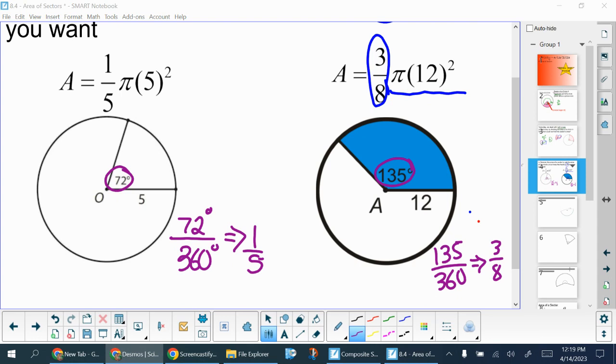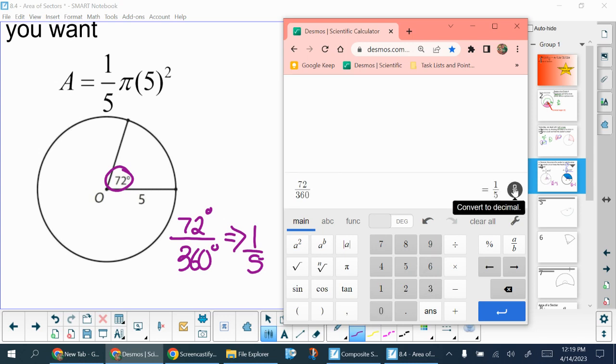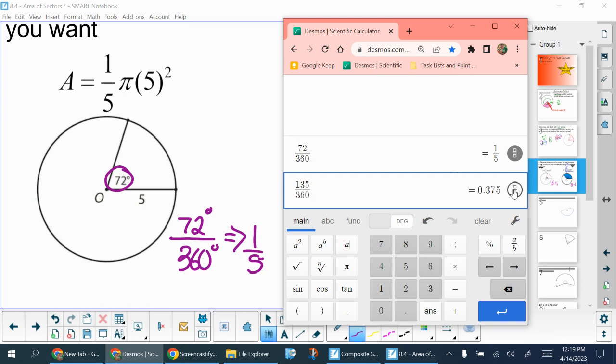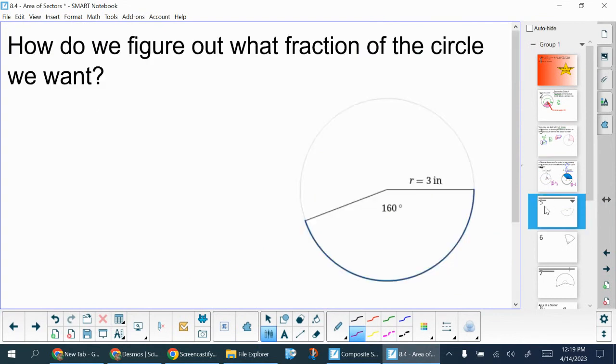But this is something you can also use a scientific calculator to help you out with. So if I've got 72 degrees and I want to figure out what fraction of that circle it is, I can just take 72 divided by 360, and Desmos will give me a decimal by default, but it'll also convert it to a fraction for me. And that'll be the same thing if I take my 135 degrees divided by 360 and convert that to a fraction, it'll give me my 3/8. So one of the first things I want to do is just a little bit of practice with, what are the fractions of circles?